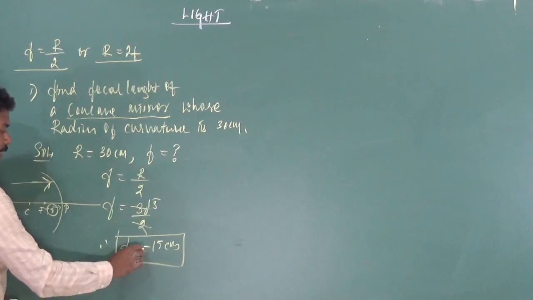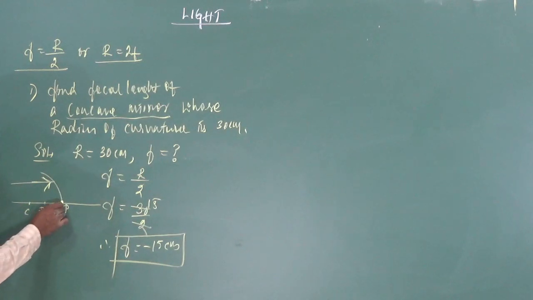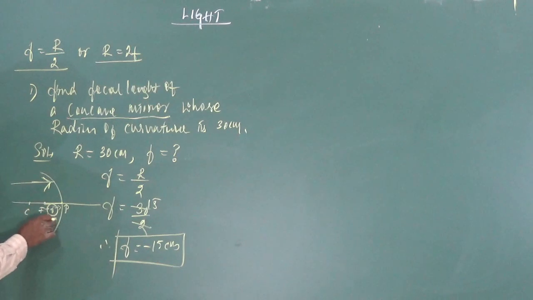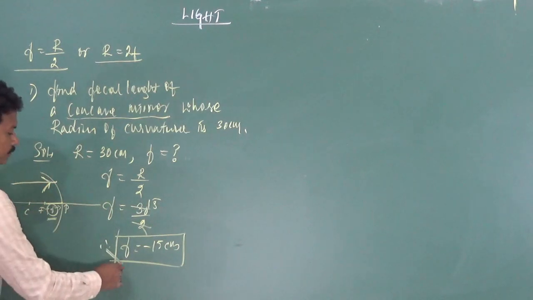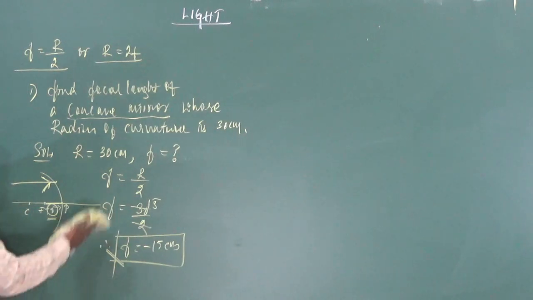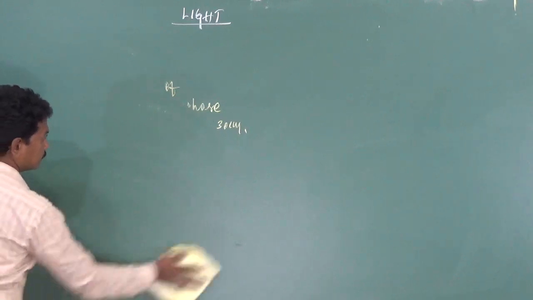So how did this minus come? Sign conventions for spherical mirrors. So this is how I have shown you. When you measure from the pole of the mirror to the principal focus, that is called focal length. You are measuring in the direction opposite to that of incident light rays. Therefore, F is negative. So this is very important. Okay. 1 mark questions like this may be asked in your examinations.